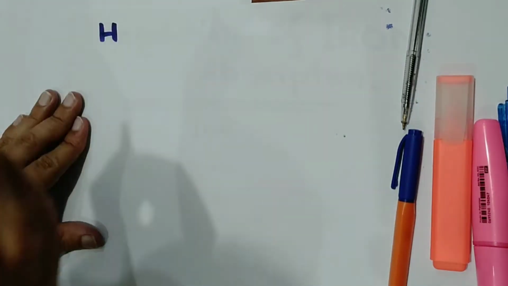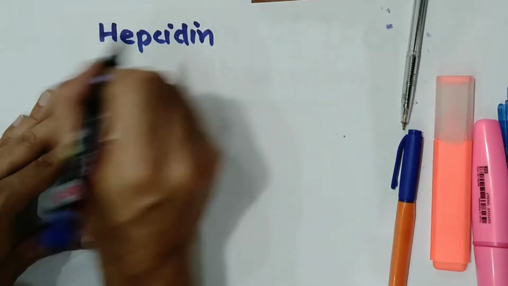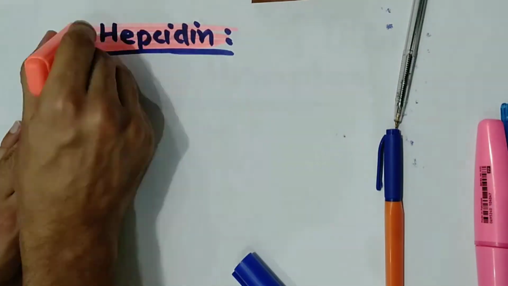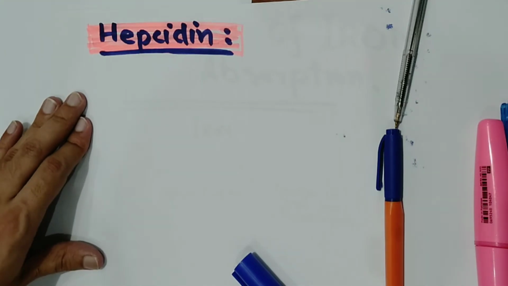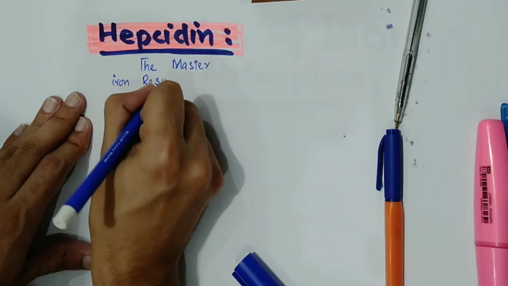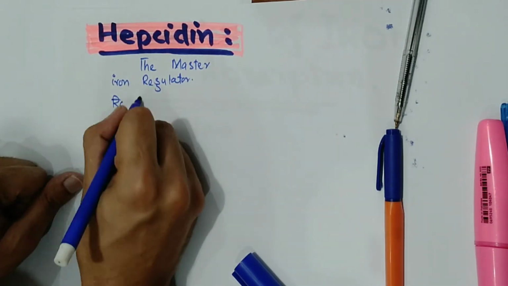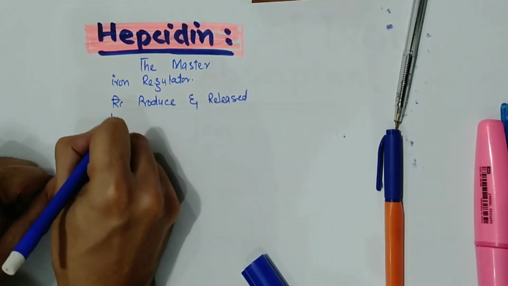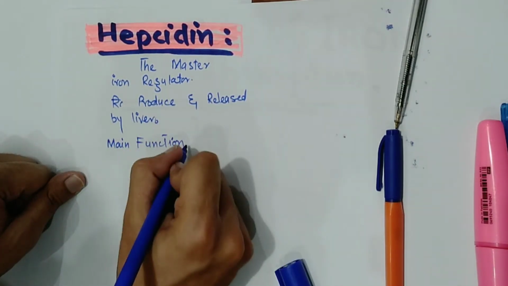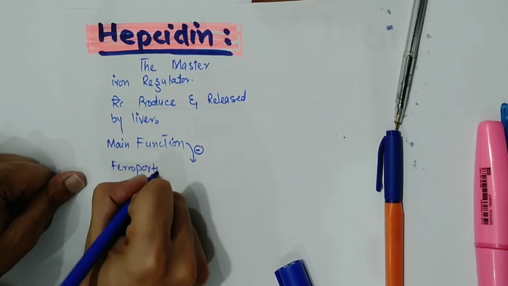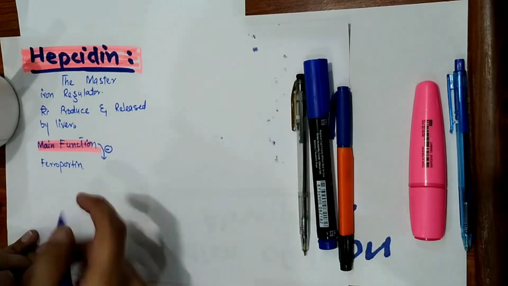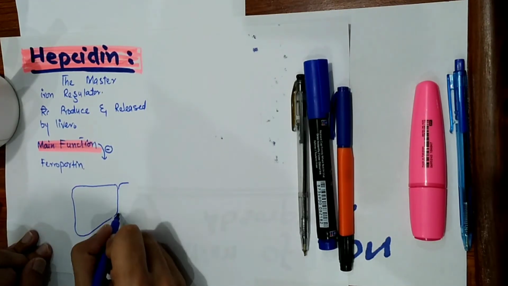Hepcidin is the master iron regulator, which is produced and released by the liver. Most of the iron in our body is regulated by hepcidin, which is a protein in nature. The main function of hepcidin is blockage of ferroportin. Ferroportin plays an important role in the transport of iron from the enterocyte to the blood, and from the liver to the blood.